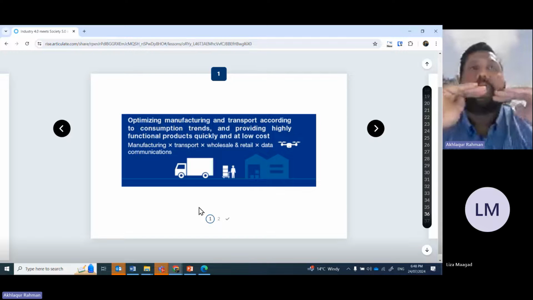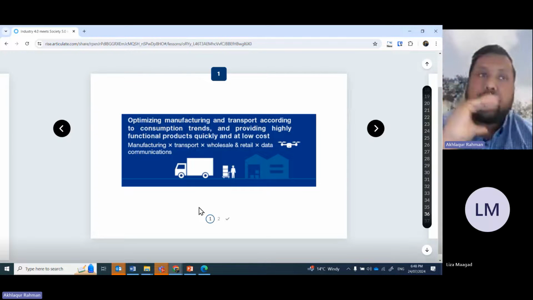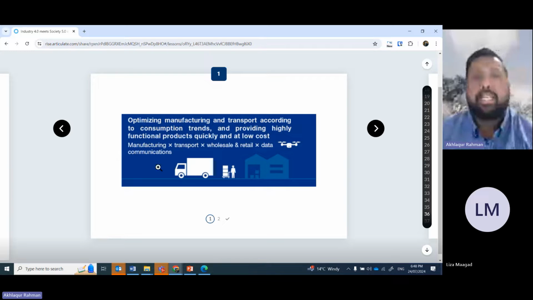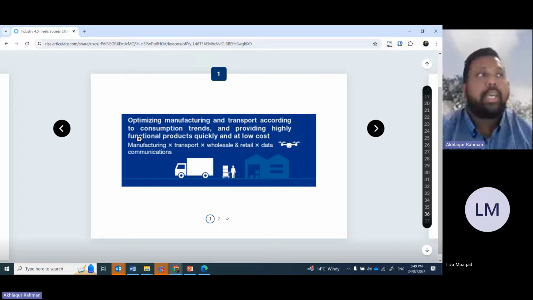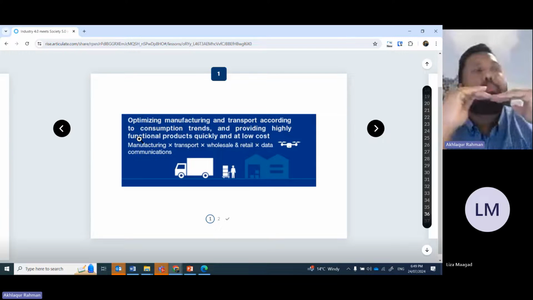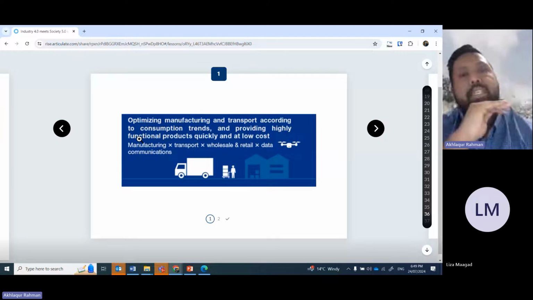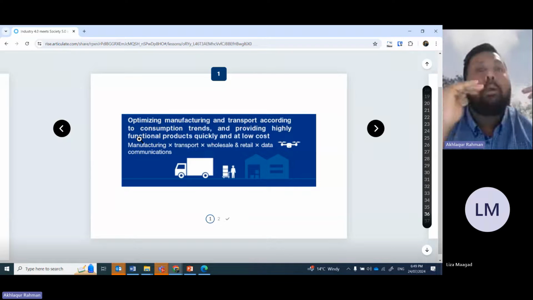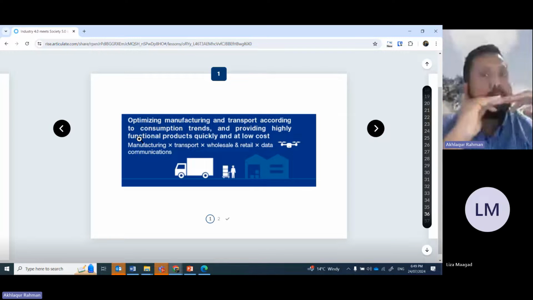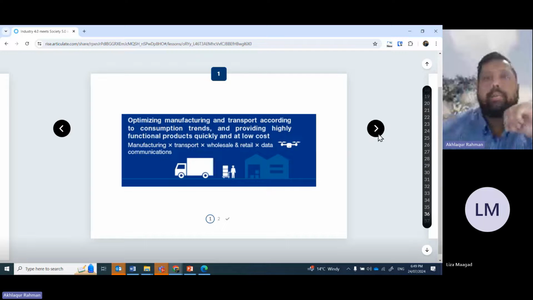So what I mean is, from a societal point of view, things like wholesale and data communication, you're integrating them with manufacturing and transport, which is more on the industry side. This is what we call a super connected society, where the societal needs are integrated with the industrial capacity or capabilities, providing you the needs with automation. That's one example.